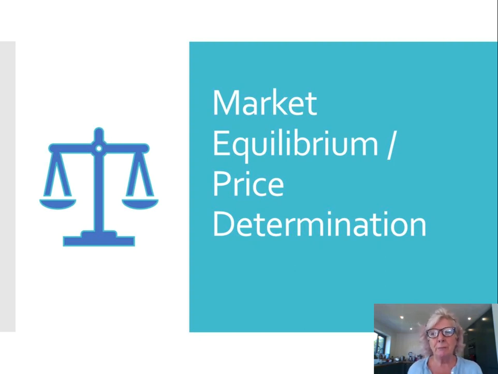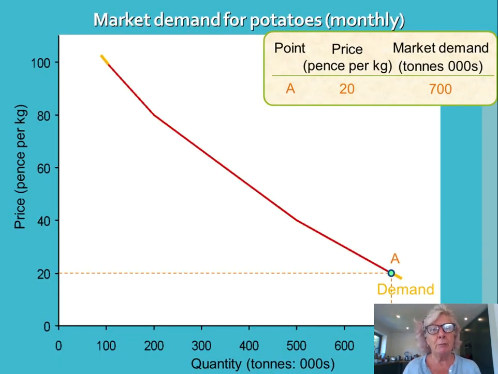In this video, we're going to learn about market equilibrium and how prices are determined in the market. But we're going to start by going back and thinking about demand and supply we've already learned about. So this is a demand curve. It's the demand curve for potatoes, all the potatoes that are demanded in any month.